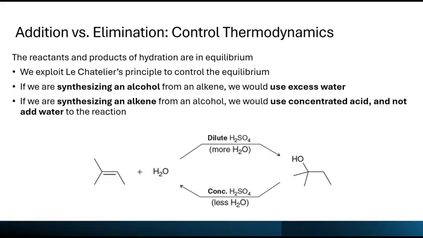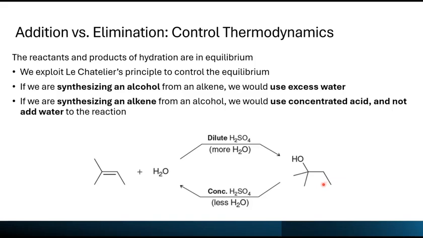Addition versus elimination, control thermodynamics. The reactants and products of hydration are in equilibrium. We exploit Le Chatelier's principle to control that equilibrium. If we are synthesizing an alcohol from an alkene, we would use excess water. For example, here, we would go in this direction to get the alcohol: dilute sulfuric acid as a catalyst, and here, more water. This would push equilibrium towards the alcohol.